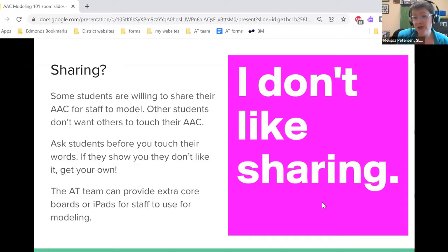And it is okay if students don't want to share. Always ask them. And if they indicate that it's fine, or if they don't object, it's totally fine to share with them. If they show you that they don't want to share, let us know, and we'll get you either a duplicate device or another core board, or we'll figure out a way so that students don't have to share.